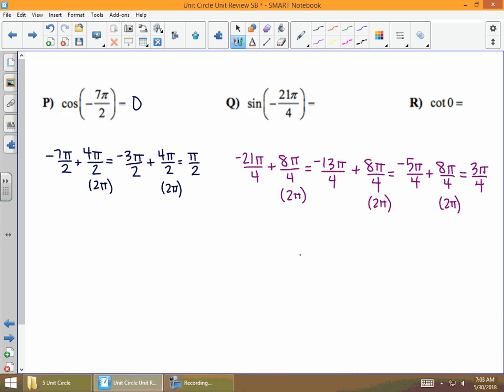At all my pi over 4s, sine is radical 2 over 2. 3 pi over 4 is quadrant 2, and sine is positive.